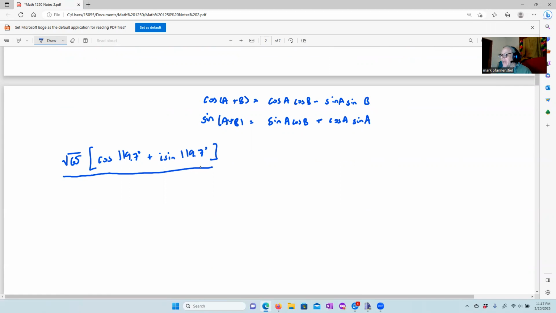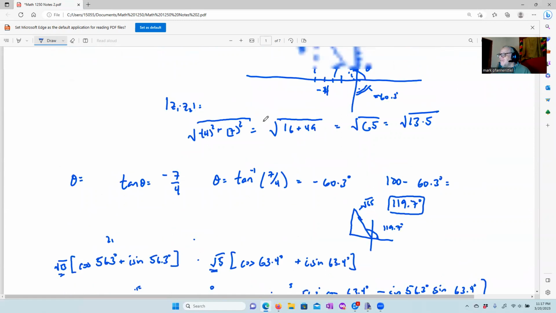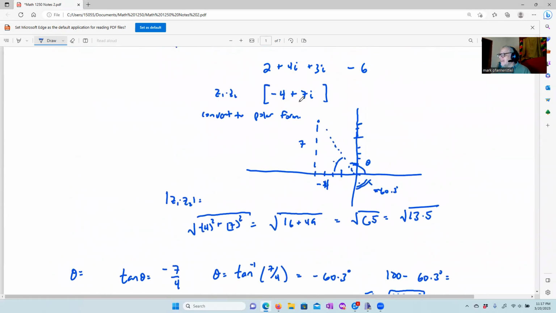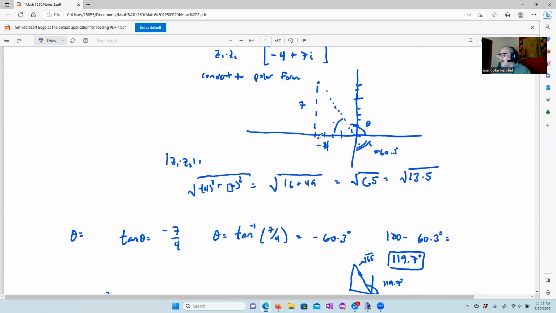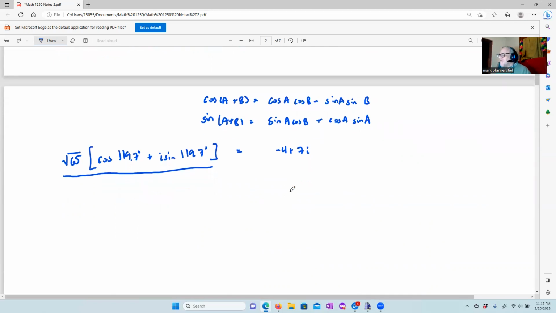So this is the same value that we got when we multiplied this out with -4 plus 7i. This is also equal to -4 plus 7i. Now, you might say, well, who cares? That's fair. One of the problems that I would give my intermediate algebra students is to multiply a lot of complex numbers together, so they would get practice FOILing and practice combining powers of i, etc.